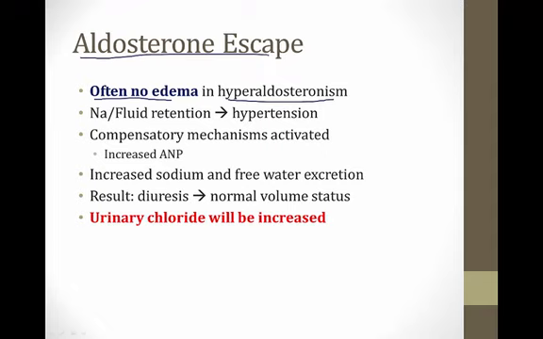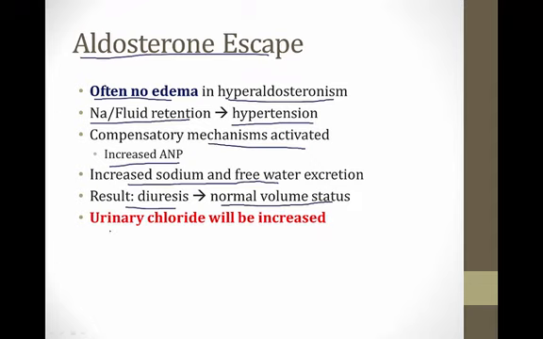So initially, when the aldosterone level is elevated, sodium resorption and fluid retention occur, and this leads to hypertension. However, when this happens, compensatory mechanisms get activated. There are a number of these that have been described. One of them is an increase in the ANP level coming from the heart. But as a result of these compensatory mechanisms, what eventually develops is increased sodium and free water excretion. The result is a mild diuresis and a return to normal volume status.